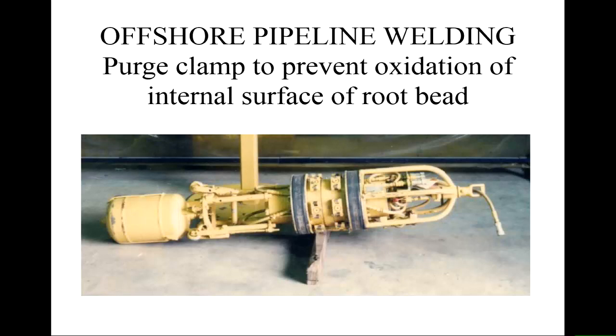So here is a purge clamp. This is a clamp used exactly the same way as things before. So you've got your clamping faces here, and you've got these things here which actually put gas into the region around the welds to prevent the oxidation. And this is where the gas comes from.